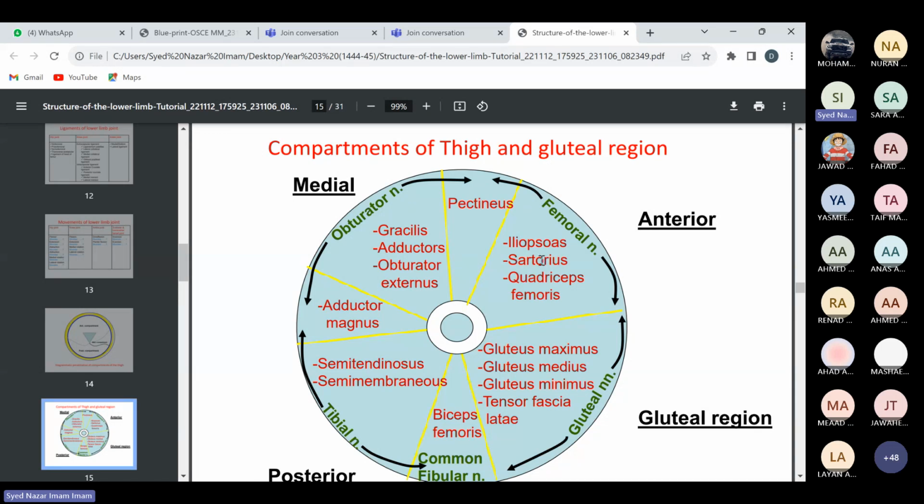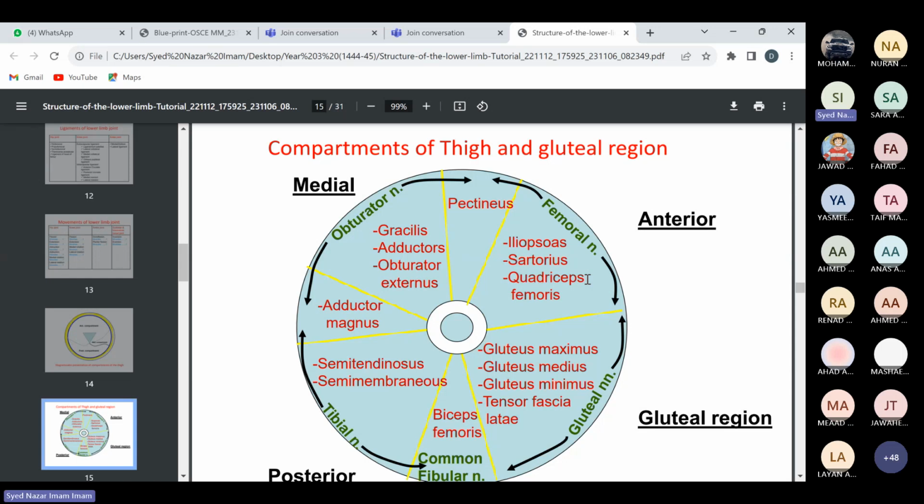Sartorius I've already told you. Iliopsoas I've already told you. Now quadriceps femoris. Quadriceps means it has four heads, and those are rectus femoris and three vasti. Rectus femoris, I have already told you, is from the anterior inferior iliac spine, and sartorius is from the anterior superior iliac spine. So how to identify the rectus femoris? Just go below the sartorius. First identify the anterior superior iliac spine, and below this you will see the rectus femoris.